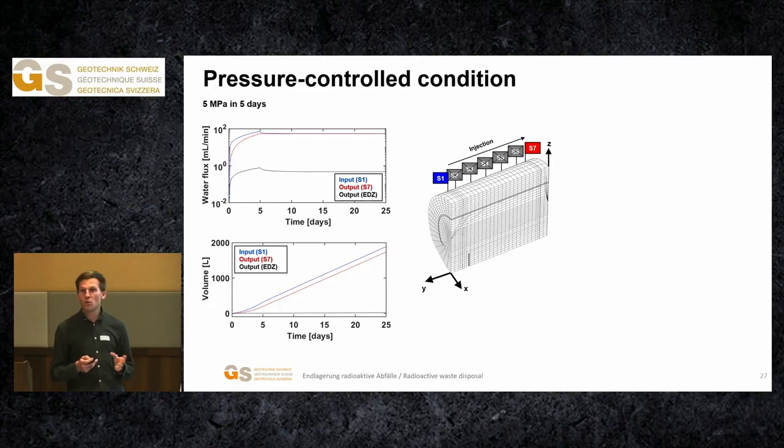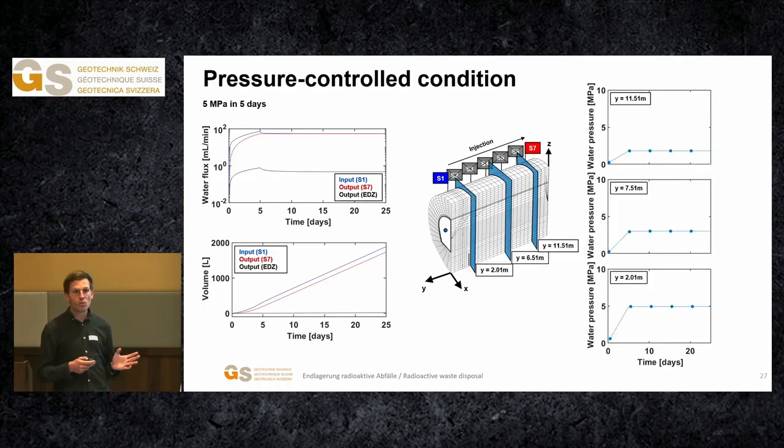Considering first a pressure-controlled condition, applying a pressure gradient of 5 MPa over 5 days, we can see that this condition is directly translated into an input flux in the upstream membrane in blue, that is progressively equilibrated by the output flux through the downstream membrane in red, plus residual flux through the EDZ here in black. And this analysis is corroborated by the computation of the volumes here at the bottom, where we have the volume in the injected membrane in blue, in the detected membrane in red, and in the EDZ in black.